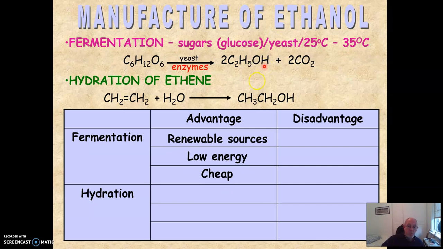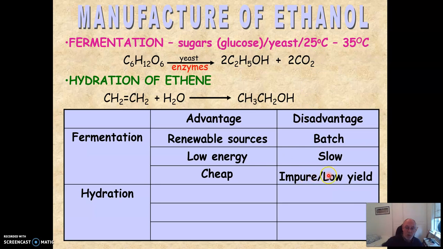So for fermentation, obviously using renewable sources, grapes or fruit or some form of something that you can grow. Low energy, it's only 25 degrees, and a very cheap process. Just throw them in a barrel and it happens. There are some disadvantages there. You have to do one batch at a time and then you throw that all out and get a new batch. So clean your containers, etc. That makes it slow, it's time consuming, you've got to stand for a long time. And the product you get is impure.